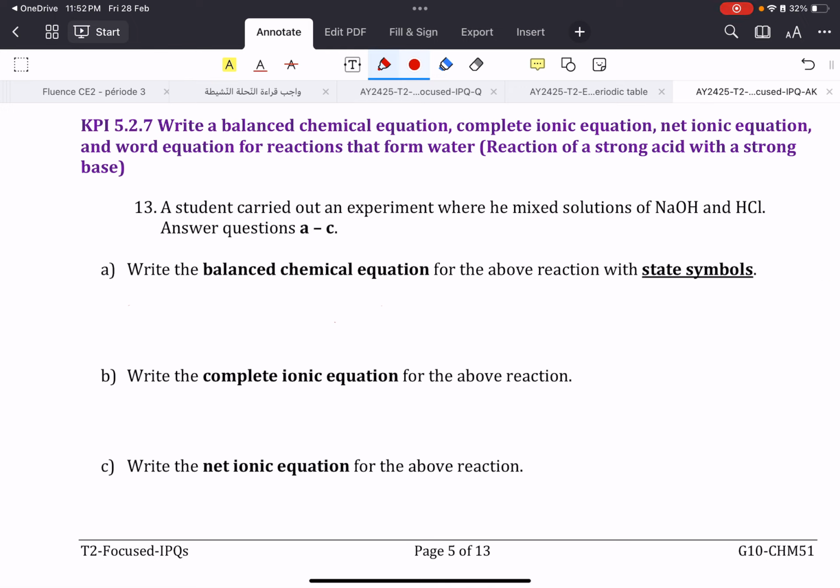Now, moving on with the questions. A student carried out an experiment where he mixed solutions of sodium hydroxide, NaOH, and HCl.